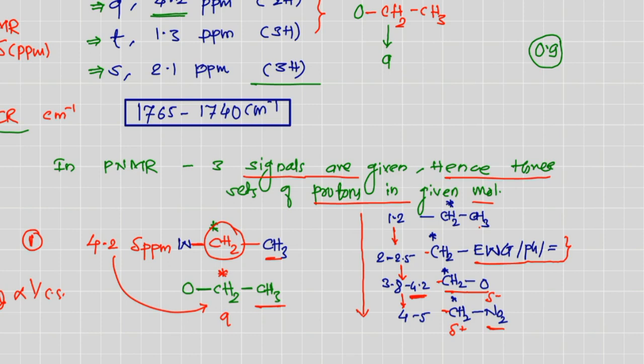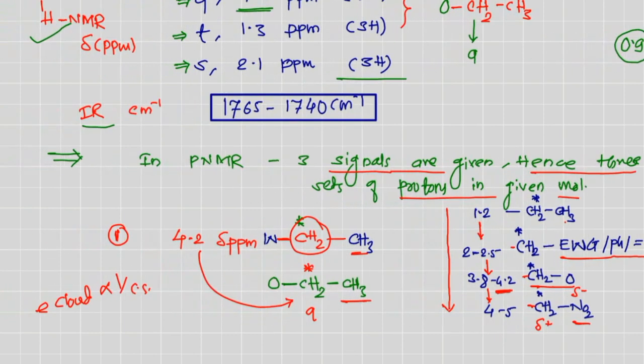As per the rule of chemical shift, the electron cloud is inversely proportional to the chemical shift. If the electron cloud increases, the chemical shift decreases, and if the electron cloud decreases, the chemical shift increases. In these CH2 examples, as the withdrawing nature increases, the deficiency increases and the chemical shift increases. So the first signal at 4.2 indicates it must be attached to oxygen.